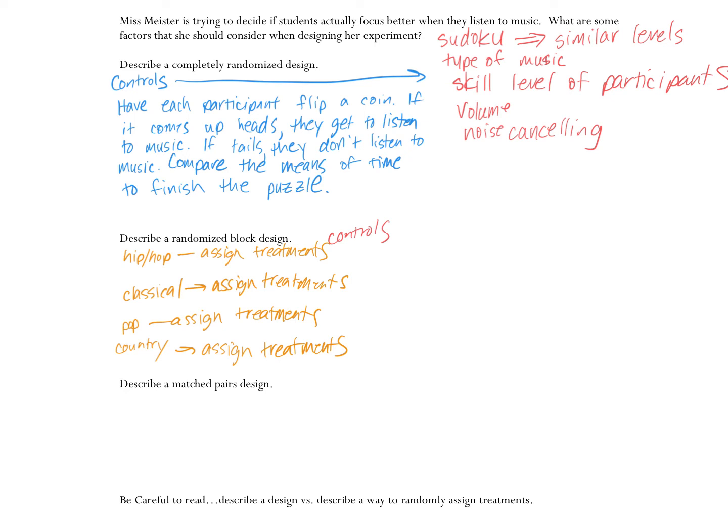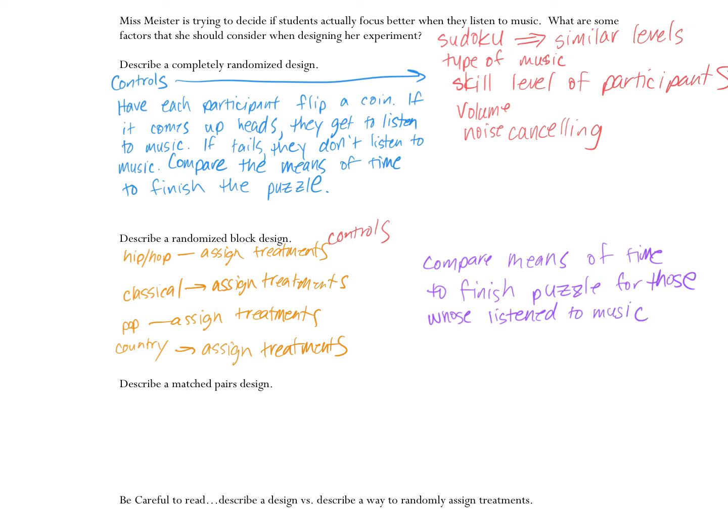The whole point of this is saying, is one type of stuff faster than the other, right? We haven't mentioned the response variable, so that's to compare the means. In a block design, you would want to be super specific, because we're not comparing the hip hop group, the classical group, whatever. We're comparing those who listened to music to those who didn't. You want to make sure you're saying we're comparing the treatment groups, not the blocks. Okay?